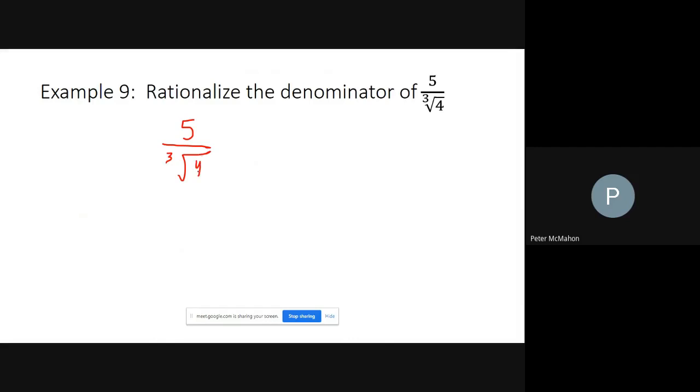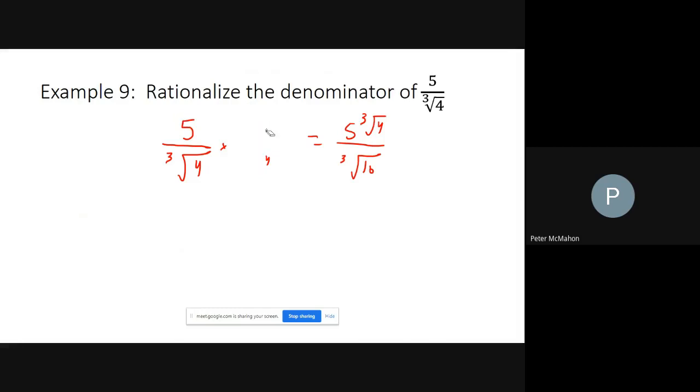Now, the idea is, unfortunately, this is not going to work here. If I go like this, well, that's going to give me 5 times the cube root of 4 over the cube root of 16. Now, 16 is not a perfect cube, okay? So it's not going to work this way as well. So this is not going to work, unfortunately.